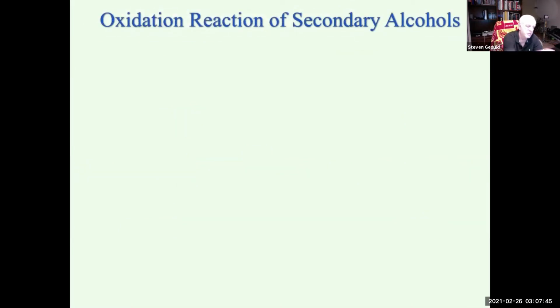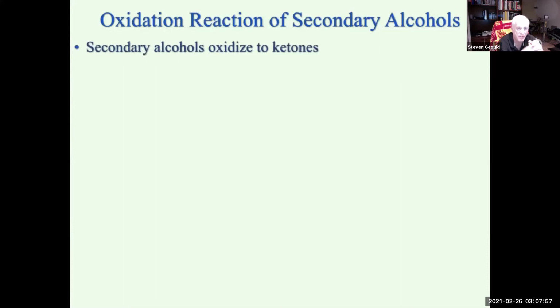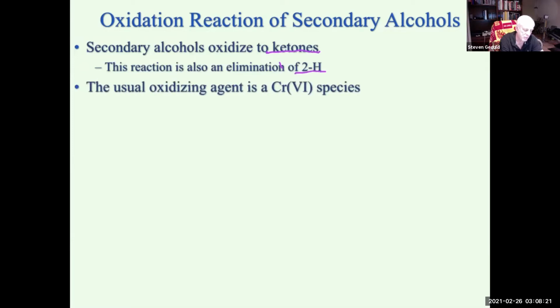Secondary alcohols. So primary alcohols oxidize to aldehydes. Secondary alcohols are connected differently because it limits the number of hydrogens we can take away. Secondary alcohols oxidize to ketones. So if it's a primary alcohol, it goes to an aldehyde. If it's a secondary alcohol, it oxidizes to a ketone because there's going to be another carbon group in the way there, which we'll show you. This is also the same reaction, elimination of 2 hydrogens, just like we did before. The oxidizing agent is chromium 6.